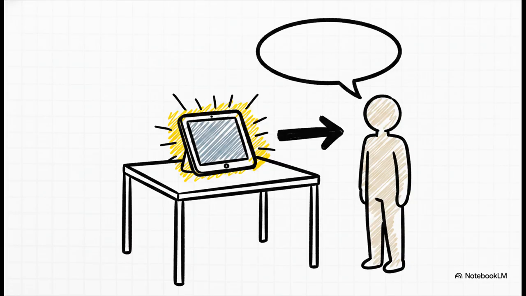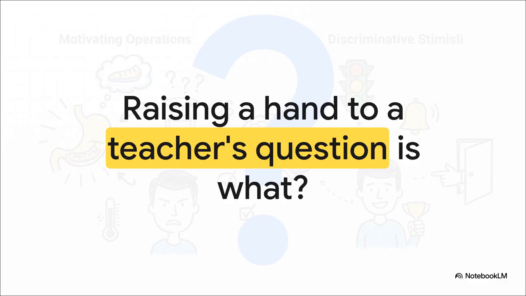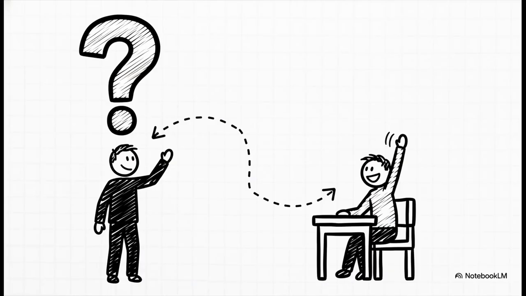It's the green light. Okay, one final question to bring it all home and test your broader application of this stuff. A student raises their hand when the teacher asks a question because in the past, the teacher called on them. This is an example of A, stimulus control, B, punishment, or C, extinction. Let's look at the answer.